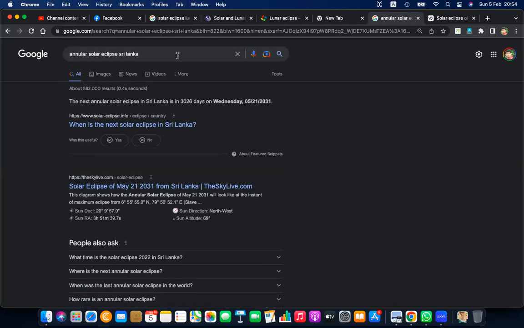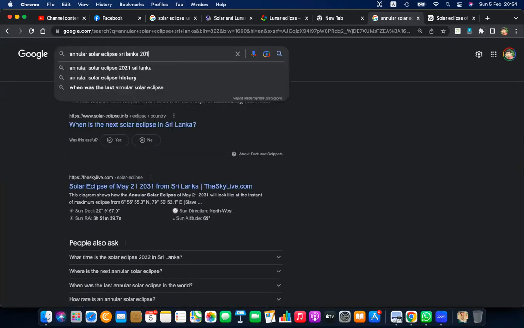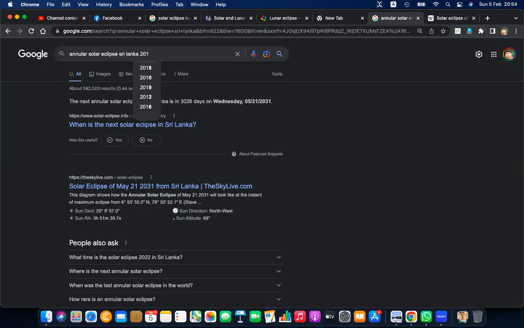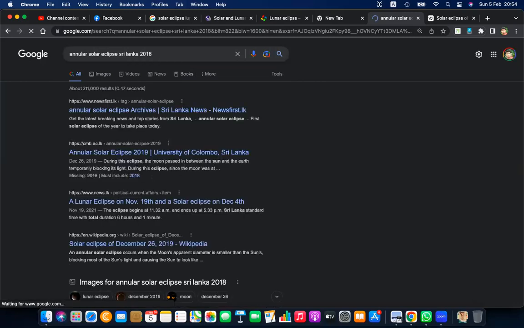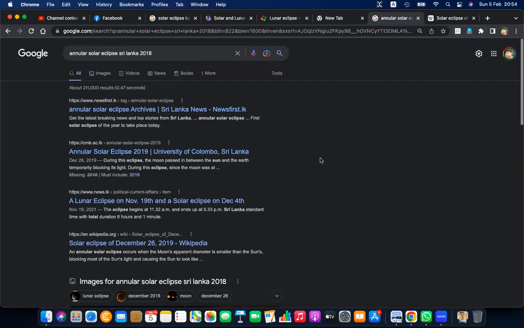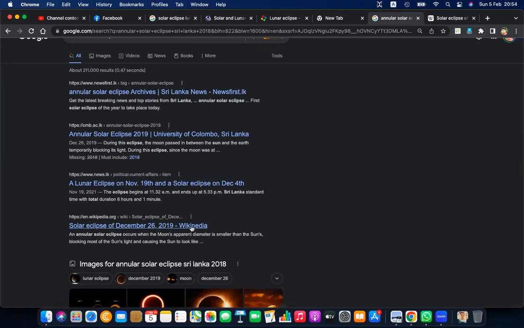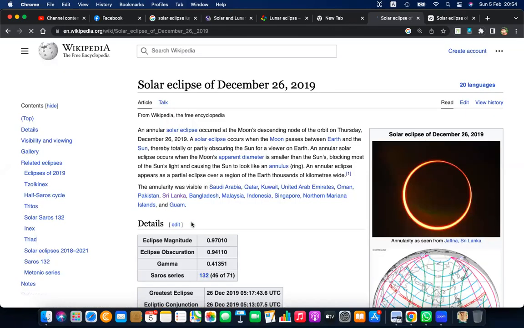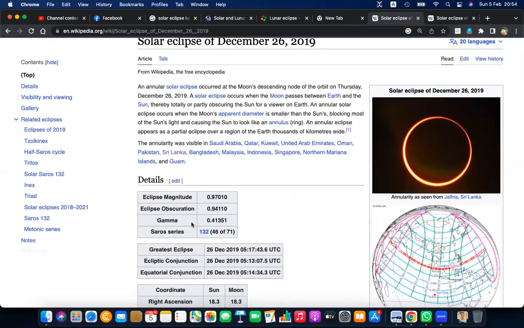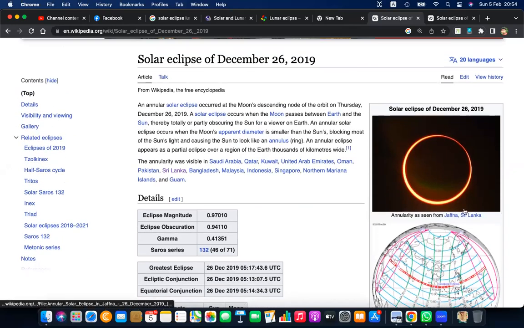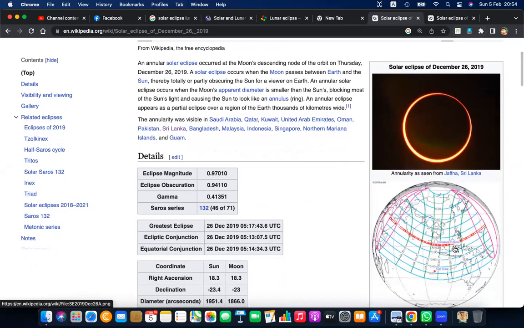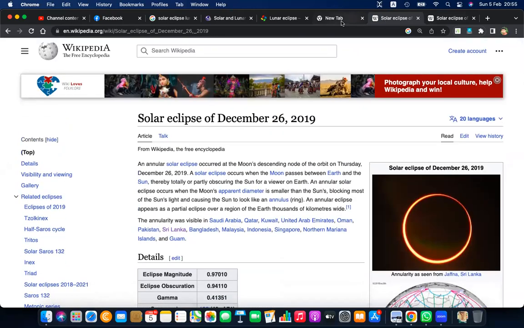The previous one was, I think, 2019, right? 18? It happens in 18, I'm not sure. No, it's 19, right? 19. Okay. December 26, 2019 it seems, right? In Jaffna. Not fully visible to us, but in Jaffna, they could see this one. They have seen this one. Okay.